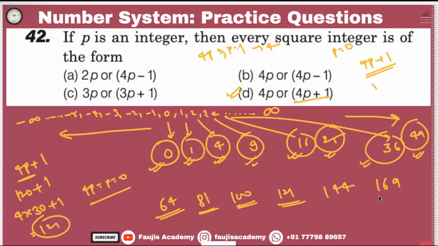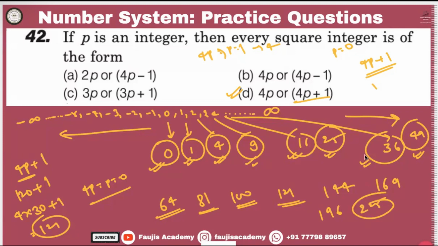169 is how much? 168, plus 1. Okay. 14 square is 196. 15 square is 225.